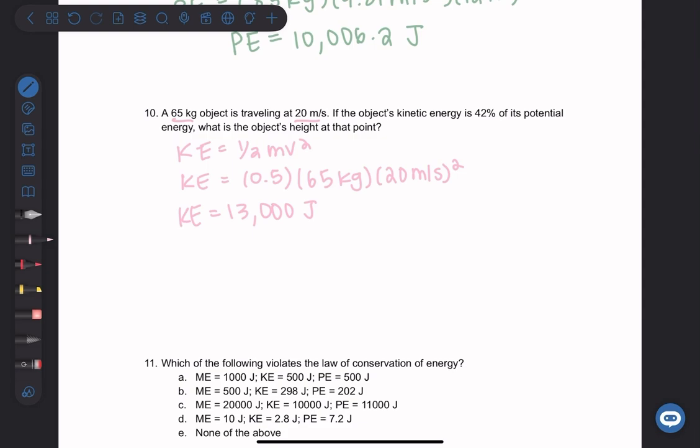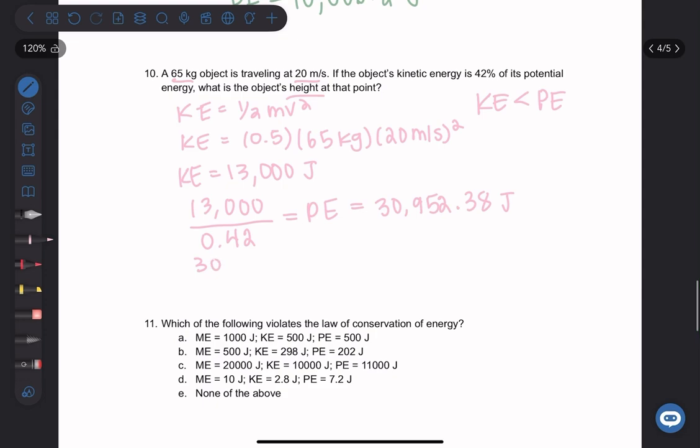And it says the kinetic energy is 42% of its potential energy. So that means the potential energy is bigger. You want to convert it to potential energy. So in this case, we're going to divide by 0.42 to get the potential energy, which is equal to 30,952.38 joules. And we want to find the height. So we're going to plug that into the equation and solve for h.